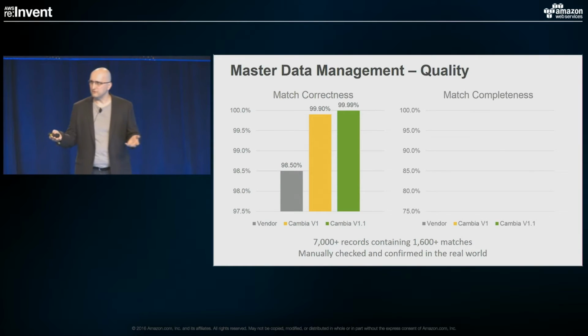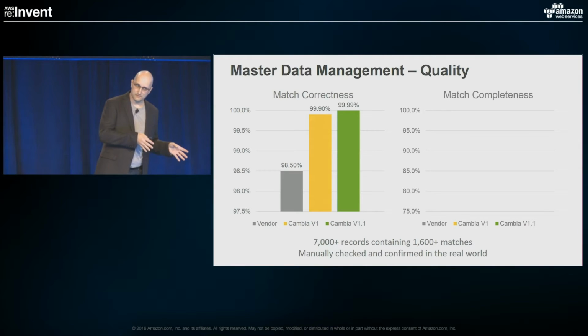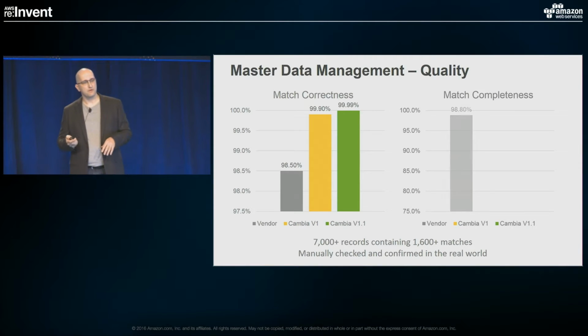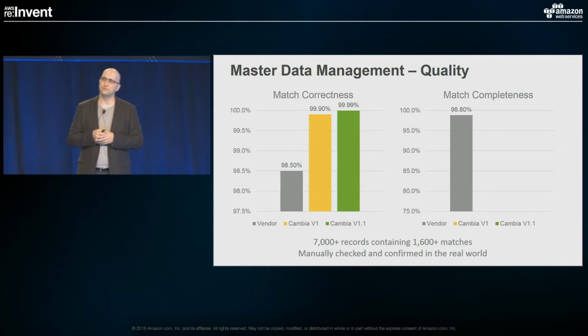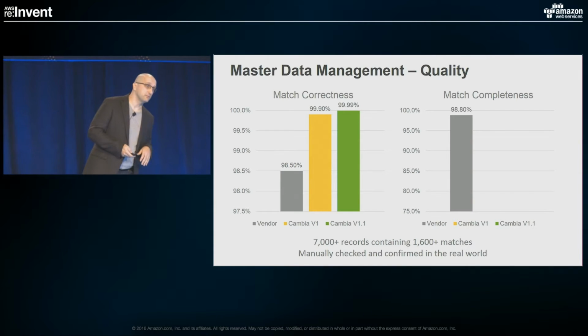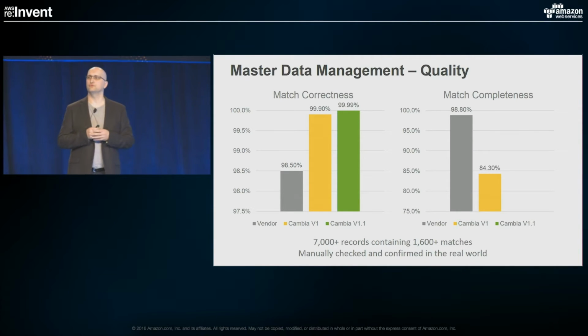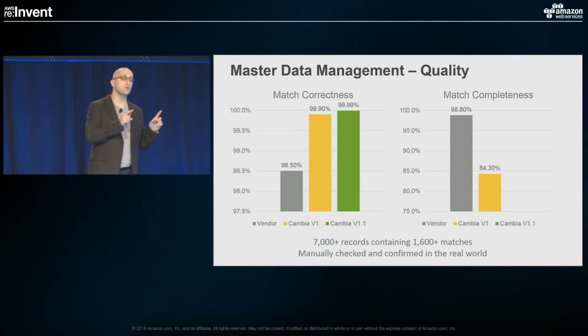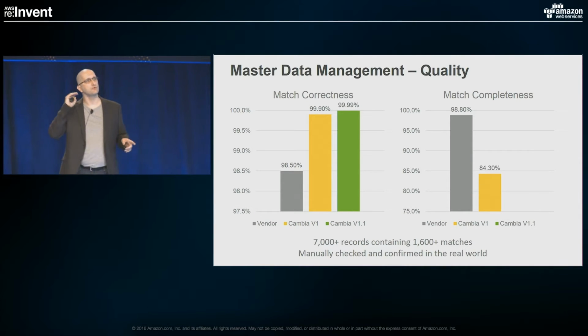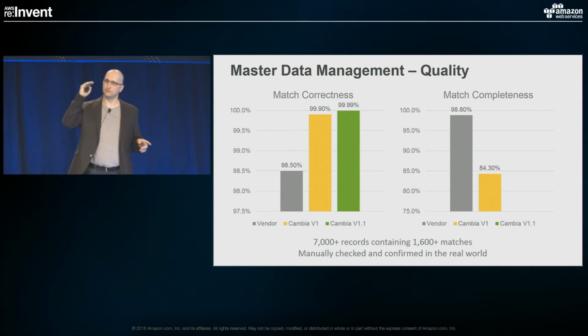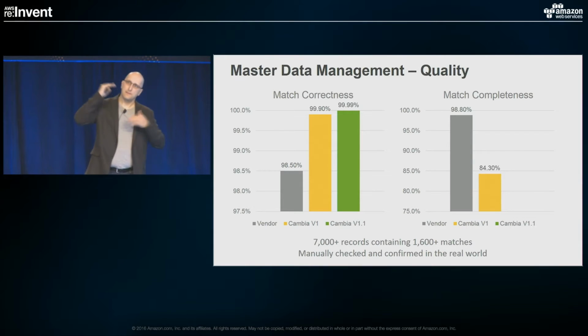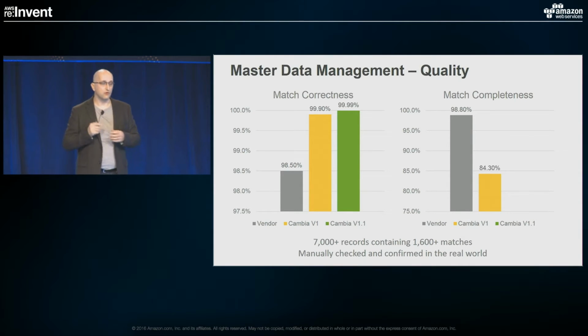Well, okay, so we can't cheat, so what else do we need? Well, we need match completeness. Out of all the matches that are there, how many did you truly find? That's a different problem. Our vendor found 98.8%. Our first attempt, not so good. Well, that makes sense, because we were far more cautious with our matches. We wanted to up that correctness. So therefore, you take less risk in your matches.